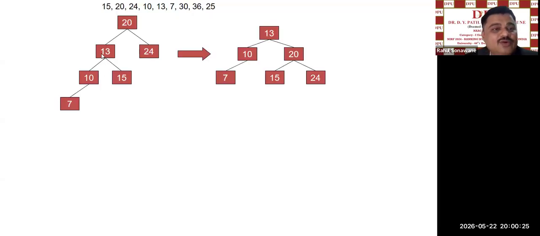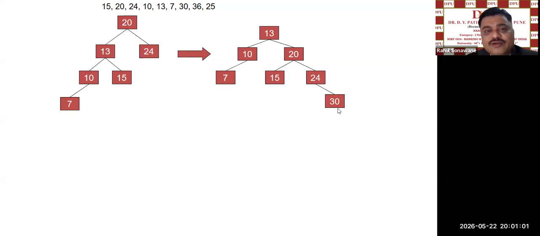Now when we perform the right rotation, we need to take care of this 15 node, because 20 is already having a left child, that is 13. So 13 is going to take the place of 20. If 13 is going to take the place of 20, then 15 is greater than 13, so it should be adjusted in the right subtree only. So in the right subtree, 15 can be placed as the left child of 20. Now the next value coming is 30.